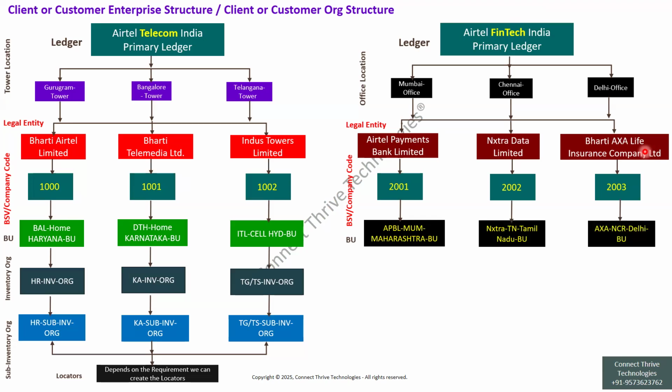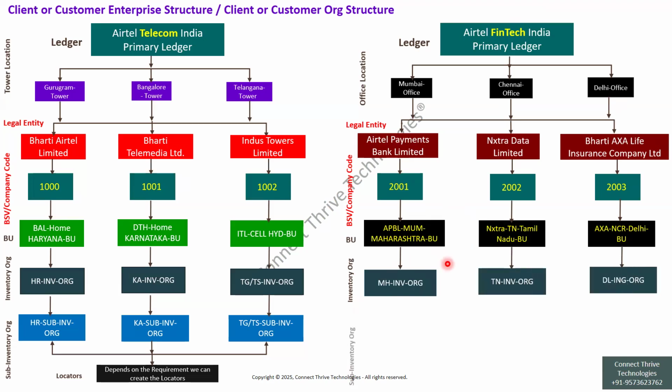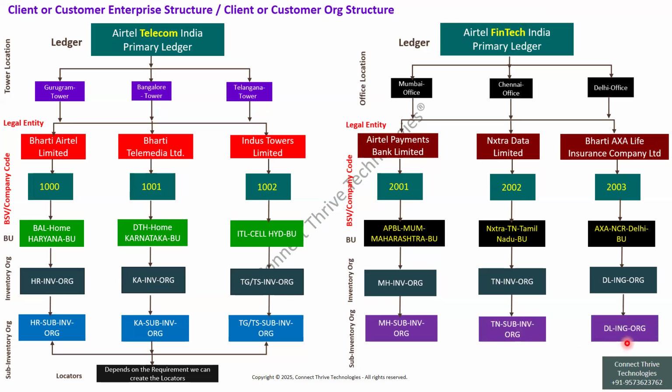So these are the BU units which we can create against each legal entity, and then we can create the associated inventory orgs: Maharashtra inventory org, Tamil Nadu inventory org, Delhi inventory org, and sub inventory orgs. This is the Maharashtra sub inventory org, this is Tamil Nadu sub inventory org, Delhi sub inventory org. As I mentioned, depending on the requirement, they will create locators.